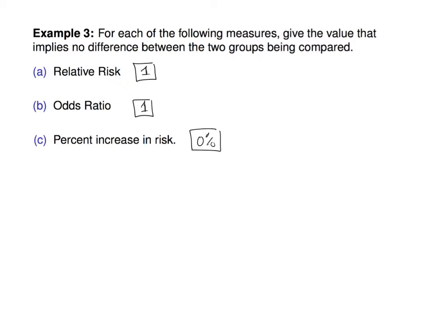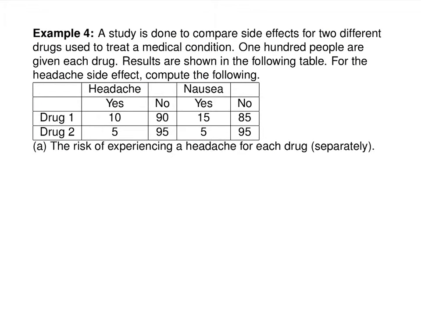Okay, so let's actually look at some numbers. We have a study that's done to compare side effects for two different drugs used to treat some medical condition, probably hypothetical, because the numbers come out really nicely. 100 people are given each drug, and results are shown in this table. We're just going to look at the headache side effect, so for now we can ignore the nausea half of the table, okay? We're only going to care about the headache part.